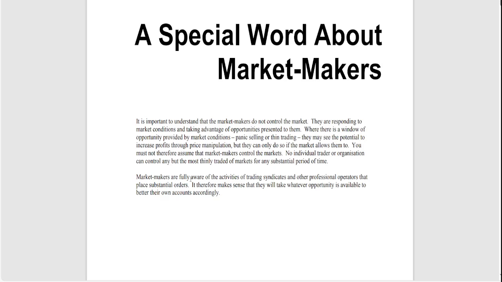Market makers are fully aware of the activities of trading syndicates and professional operators. They are watching the market closely and have better resources to do so. So they know what trading syndicates and big players are doing and where their substantial orders are. These market makers trade according to those substantial orders and take advantage of the market to better their own accounts accordingly.